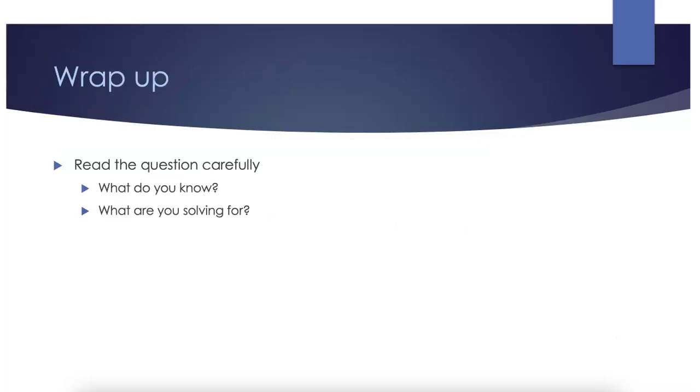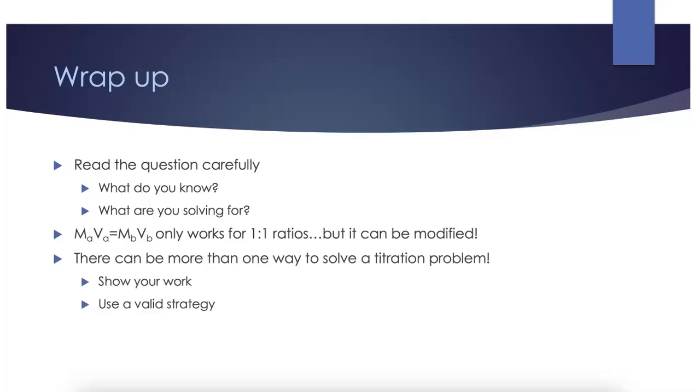As a final wrap up, make sure you read the question carefully. Make sure you know what you're solving for. List out the variables that you're given. You can only use MAVA equals MBVB if it's a 1-to-1 ratio, but we know that we can modify that equation when it's not a 1-to-1 ratio. But you got to stay on your toes and think through what you're doing. There can be more than one way to solve a titration problem, as we showed. Make sure you show your work and use a valid strategy. That's my advice when you're doing these problems.